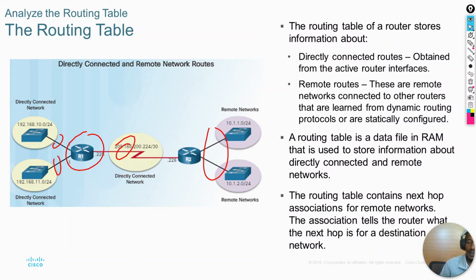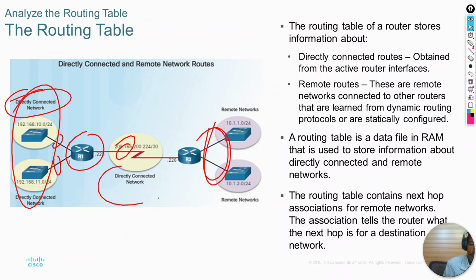The last two, this one, they are called what? They are called remote networks. So these are directly connected. The name itself says directly connected. This is also directly connected. In general, cables that are connected to the router are networks, and those networks are called directly connected networks, and the others are called remote networks.